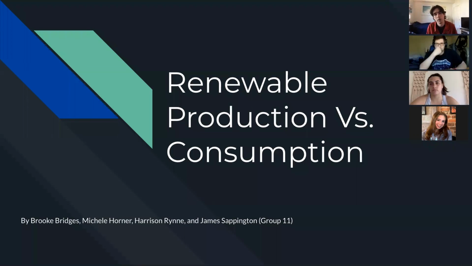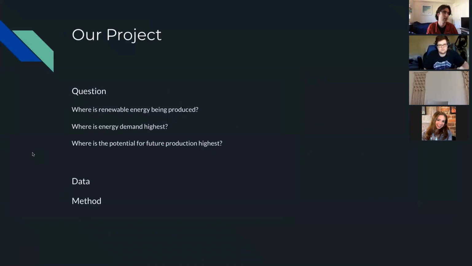Hi, we're Group 11, and our project is about renewable production and consumption. For our project, we had three guiding questions. The first is, where is renewable energy being produced currently in the US? The second, where is energy demand the highest right now? And third, where is the potential for future production the highest?